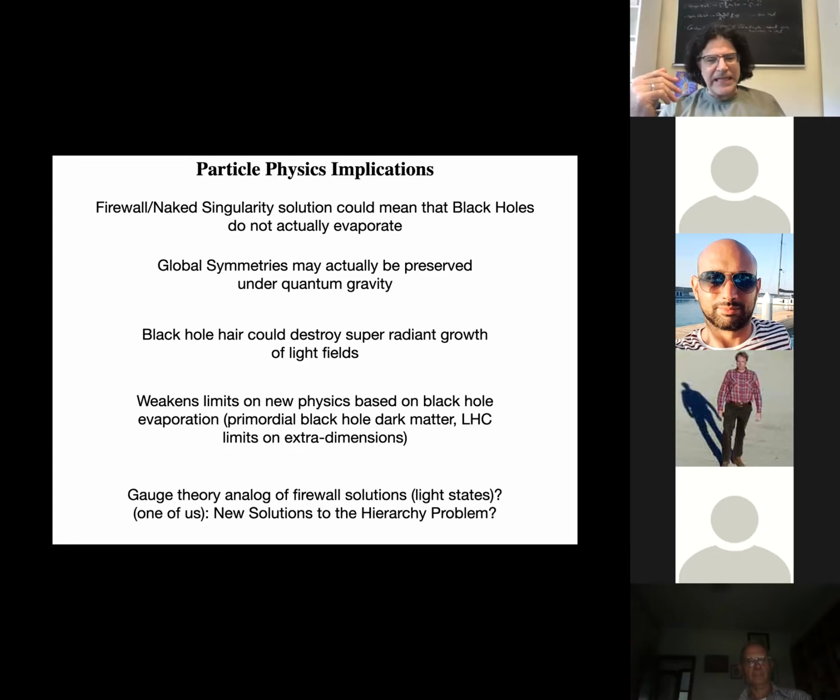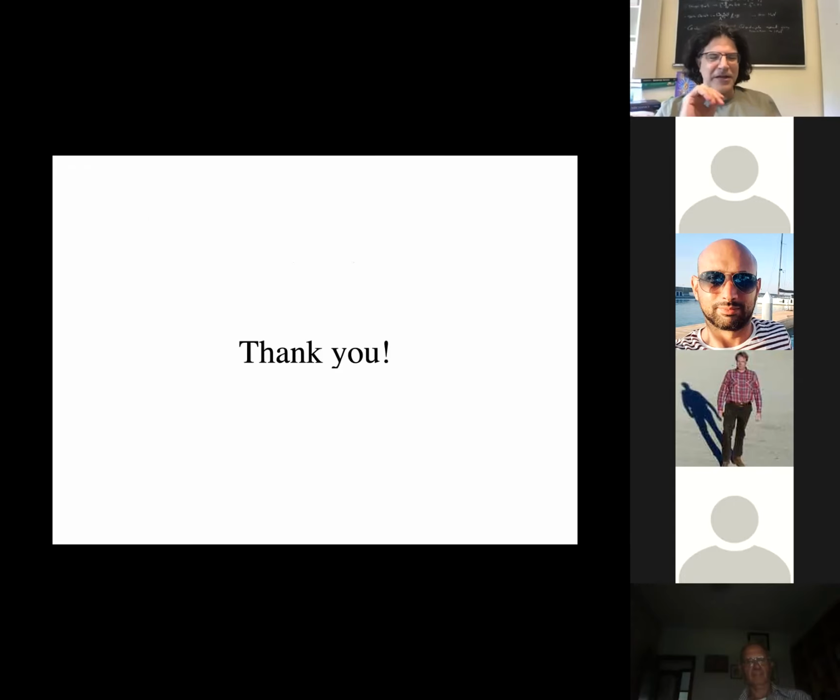And then you could imagine potentially there's a gauge theory analog of firewall solutions, another way of generating light states, which is not associated necessarily with Goldstone theorem and symmetries of that. One of us suggests that perhaps there are new solutions to the hierarchy problem associated with such things. And I will end there. Thanks.